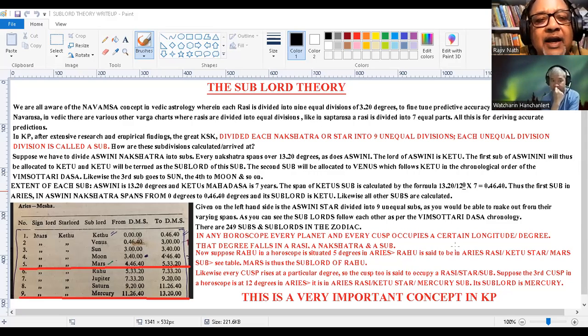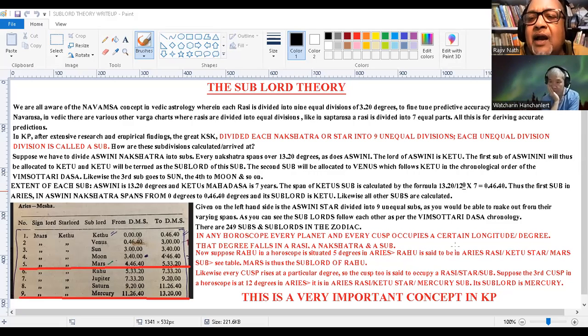Suppose we have to divide Ashwini Nakshatra into subs. Every nakshatra spans 13 degrees and 20 minutes, as does Ashwini. The lord of Ashwini is Ketu, so the first sub of Ashwini will be allocated to Ketu. There will be nine subs. Since the lord of Ashwini is Ketu, the first sub, Horary number one, has the sublord Ketu. Of that space, the sign lord will be Mars. The star lord of Ashwini is Ketu, so the star lord of Horary number one will be Ketu, and the sublord will be Ketu.